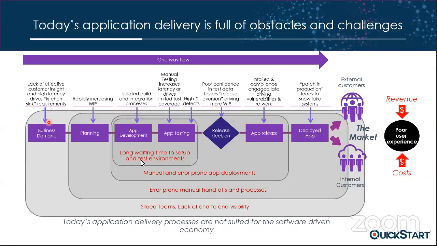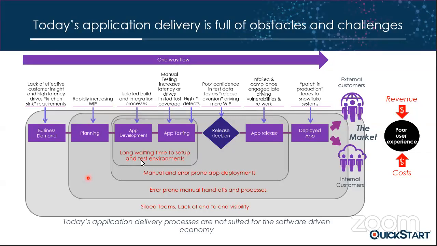So, starting from business demand, the planning of the solution, the application development and testing as a unit, the release decision, whether we can proceed with the release or not, the app releases itself, and finally the deployed application, right? And the lack of insights from internal and external customers causes high latencies and drives kitchen sink requirements, right? So we often plan scopes that are too big. This is the traditional or waterfall implementation, complex and taking a long time to finish.